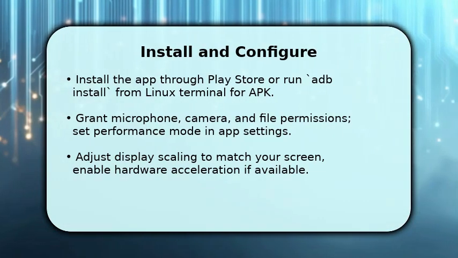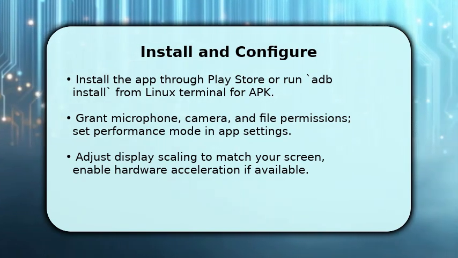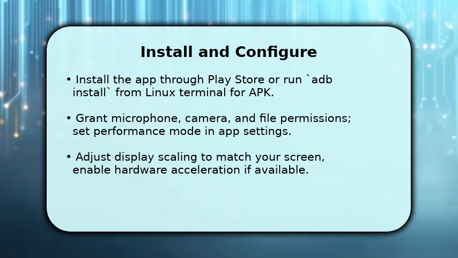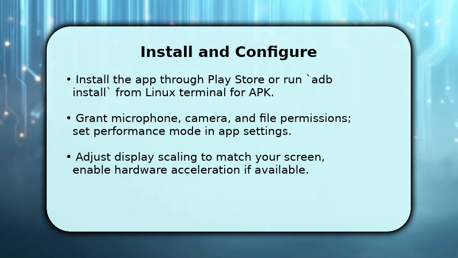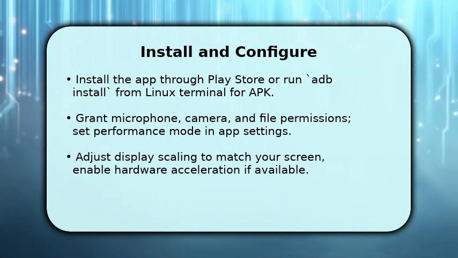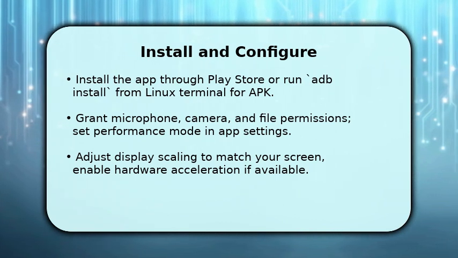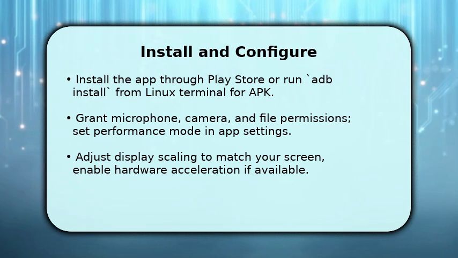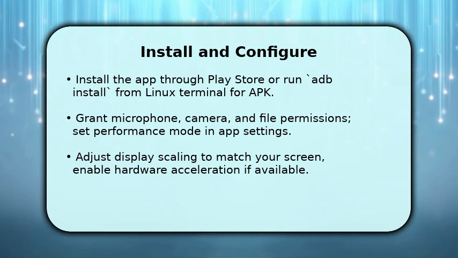You now perform the core setup. Install Edgy Pro either directly from Play Store or by using a DB install inside the Linux container. Once installed, open the app and grant microphone, camera, and file permissions so features work. This avoids silent failures. Next, go to the app's performance and display settings. Set performance mode to match your Chromebook's CPU, enable hardware acceleration if offered, and tweak display scaling so the UI fits without clipping. These steps optimize stability and responsiveness.